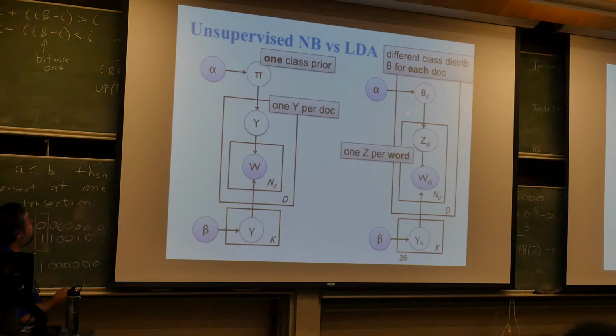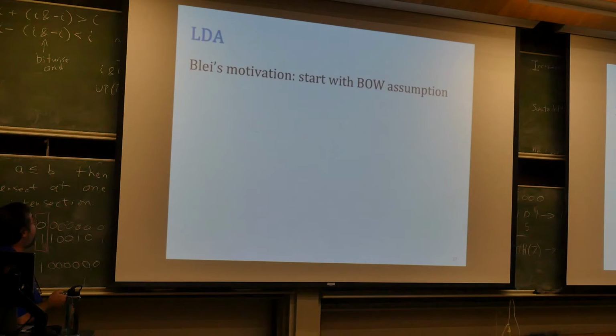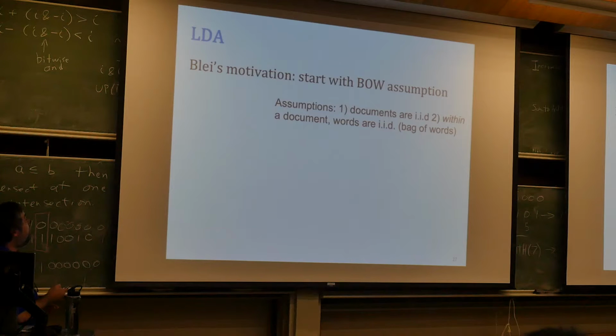So just to motivate why this model makes sense, in Blei's paper, they start with this assumption, which they call the bag of words assumption. So generally when you're modeling a corpus, you make 2 assumptions. One assumption is that the documents are all drawn from some static distribution. And the next assumption is that within a document, the words are all drawn from a static distribution. So the order of the words doesn't matter. All right? So that's the bag of words assumption, and the documents are IID assumption. So that basically means your model has to look something like this.